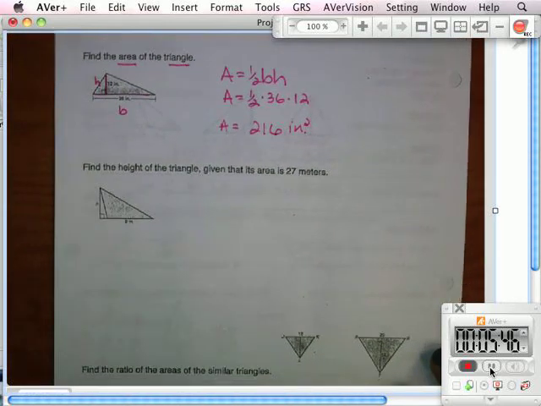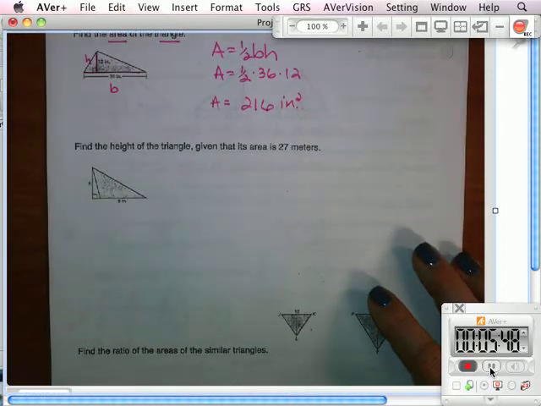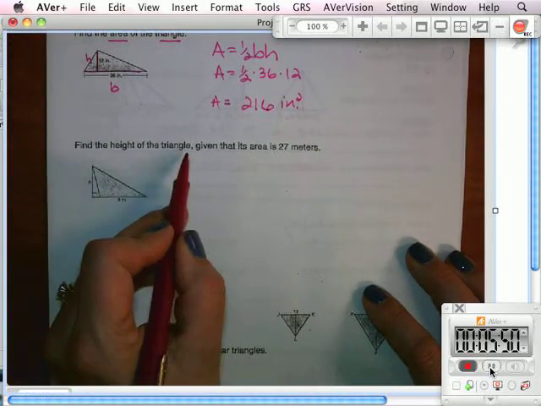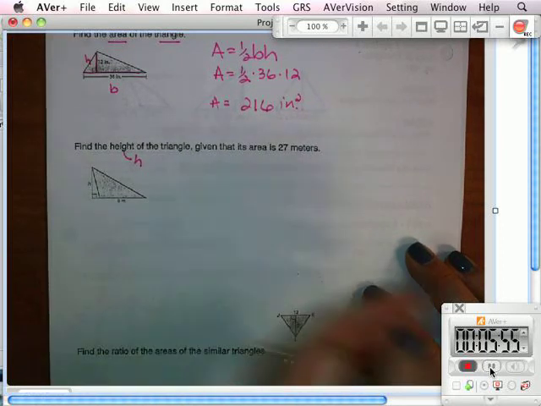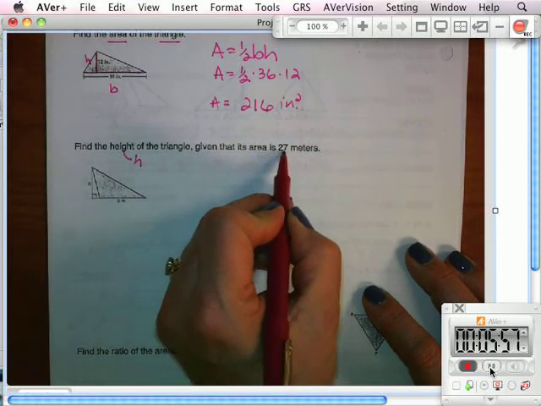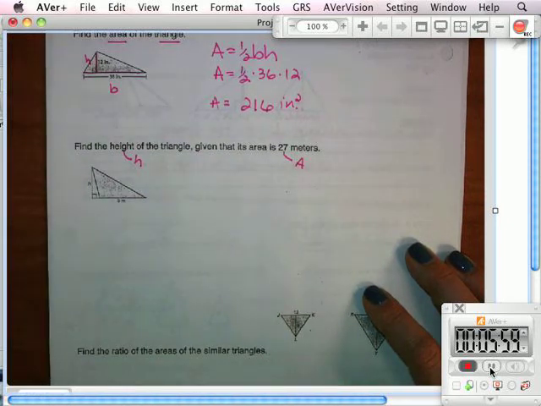Okay, it gets a little different now, not too bad. It says find the height of the triangle. Oh, I'm looking for h. I don't know what h is, given that the area is 27. So they gave me the area.